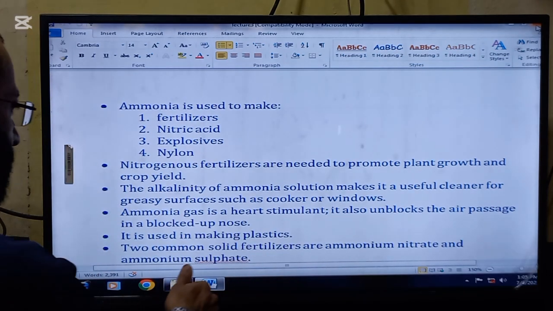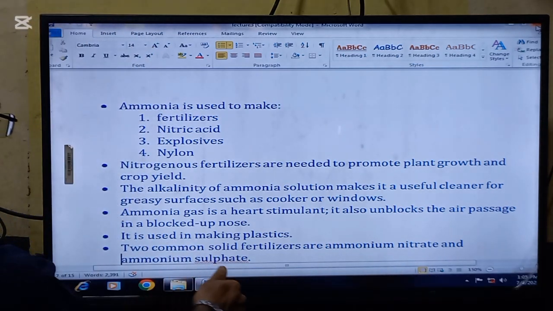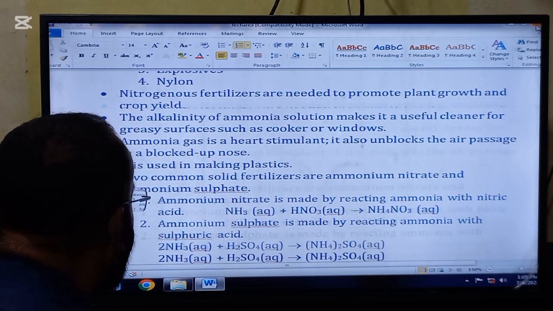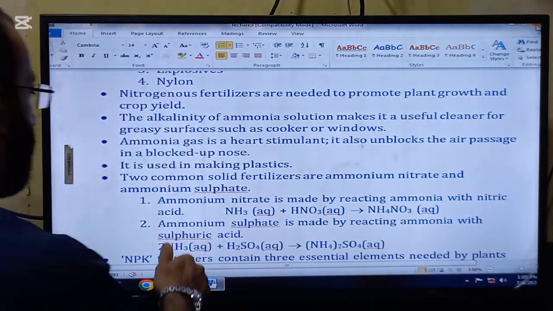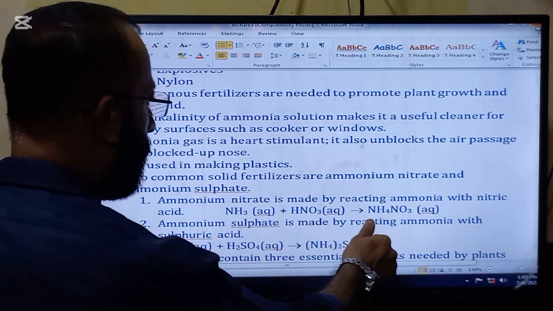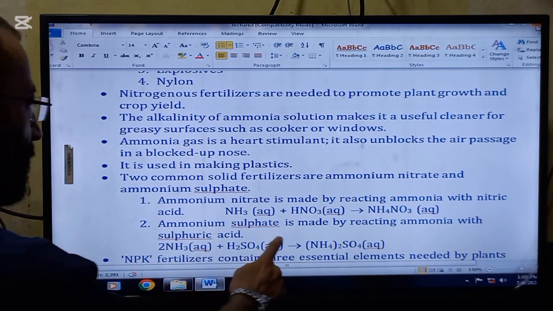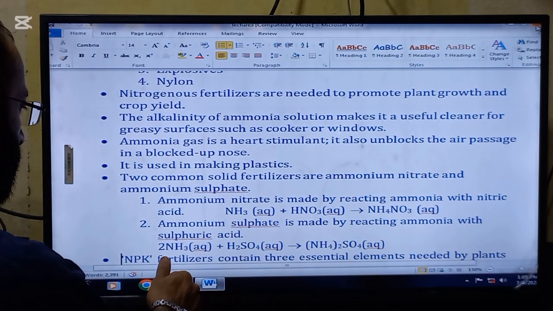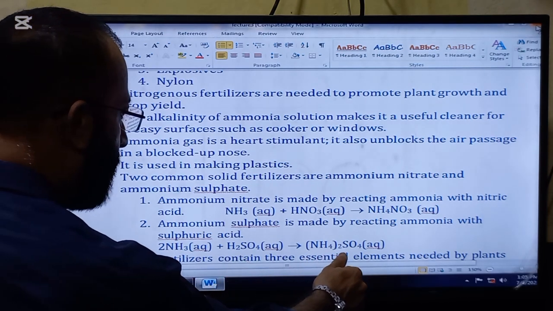Two common solid fertilizers are ammonium nitrate and ammonium sulfate. Ammonium nitrate is made by reacting ammonia with nitric acid. Here is the reaction: NH3 plus HNO3 forms NH4NO3. And ammonium sulfate is made by reacting ammonia with sulfuric acid. The reaction is 2NH3 plus H2SO4 forms (NH4)2SO4.